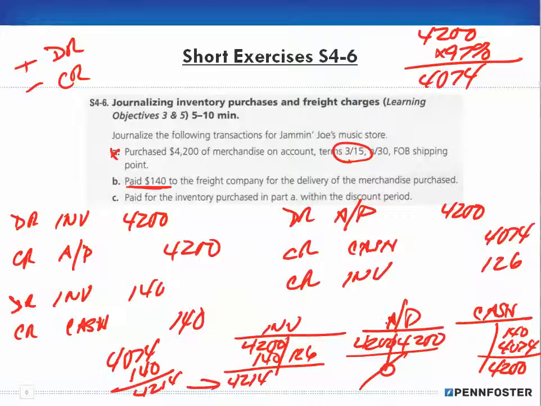And notice that my accounts payable washed itself out, okay? And that should be 4,214, not 4,200. Sorry about that. All right, so when all is said and done, it's as if I bought the inventory for cash. I have a debit for 4,214 in inventory and a credit to cash for 4,214. Okay, so that is exercise 4-6, and we'll pick up with 4-7 in the next video.